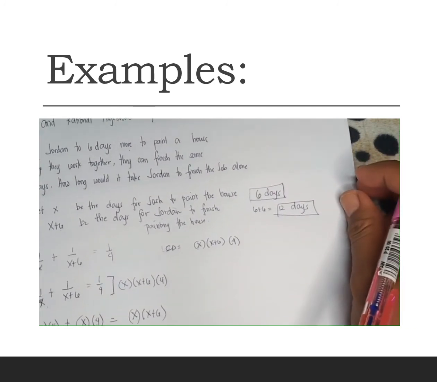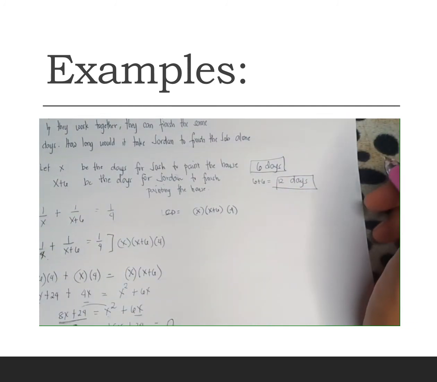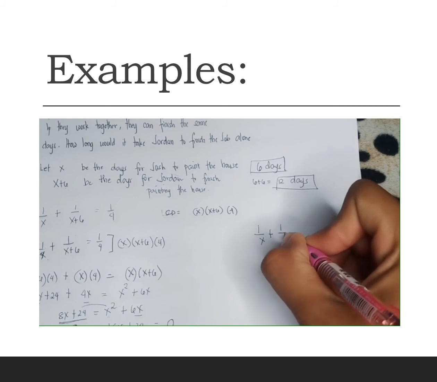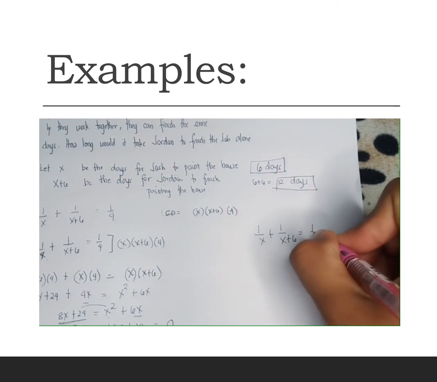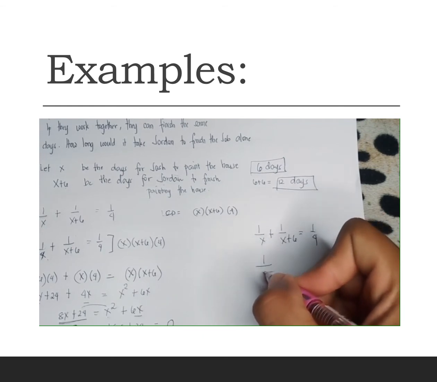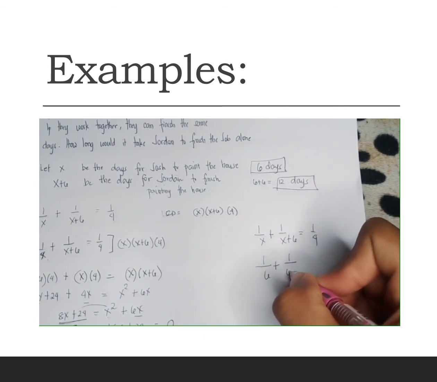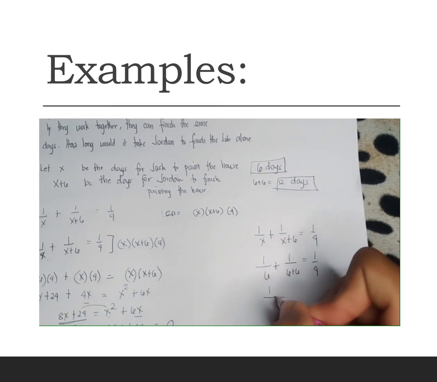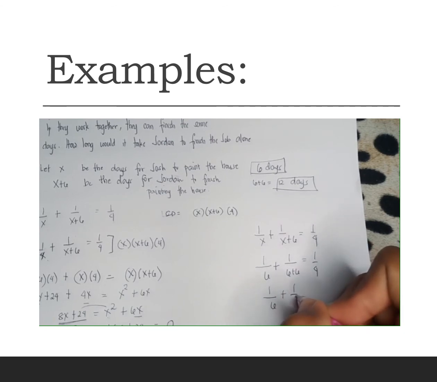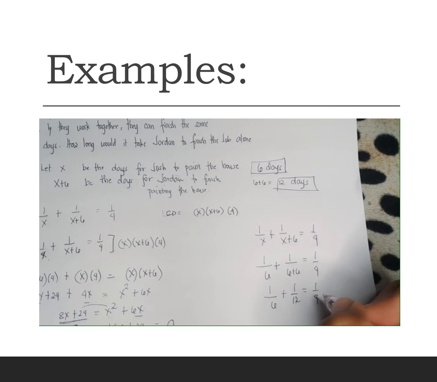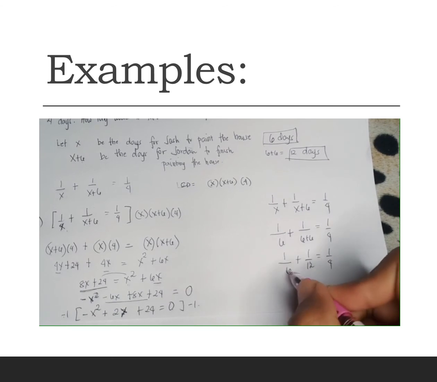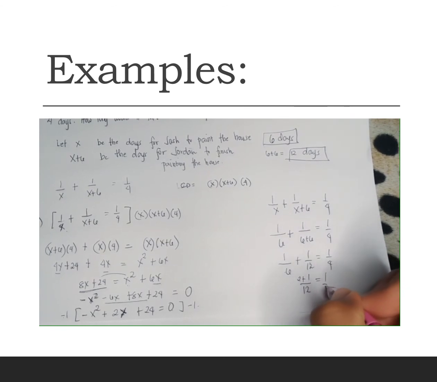And for the checking, let's see if our answers are correct. So we have 1 over x plus 1 over x plus 6 is equal to 1 over 4. So 1 over 6 plus 1 over 6 plus 6 is equal to 1 over 4. Is it true? 1 over 6 plus 1 over 12 is equal to 1 over 4. So get the LCD. What is the LCD of 6 and 12? Of course, 12. 12 divided by 6 is 2, times 1 is 2, plus 1 is equal to 1 over 4.